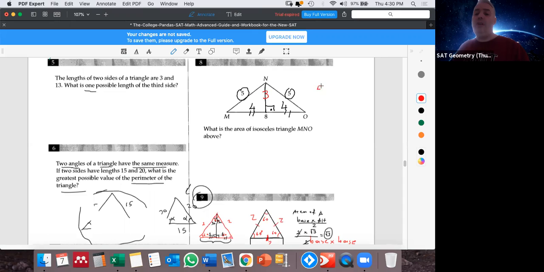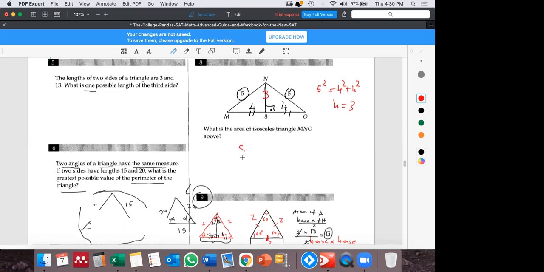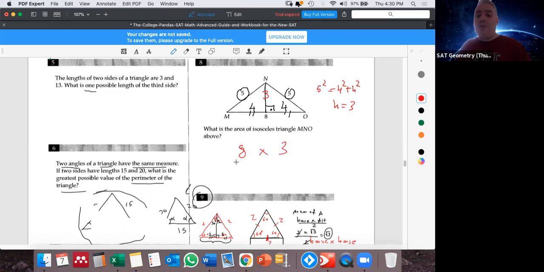And then is this a special triangle 3? If you don't know, yes. 5 squared is equal to 4 squared plus h squared, so h is 3. Okay, but now special triangle. And then now the question is finished. Why finished? Base times altitude over 2. So 12. Finished. Any question for this?